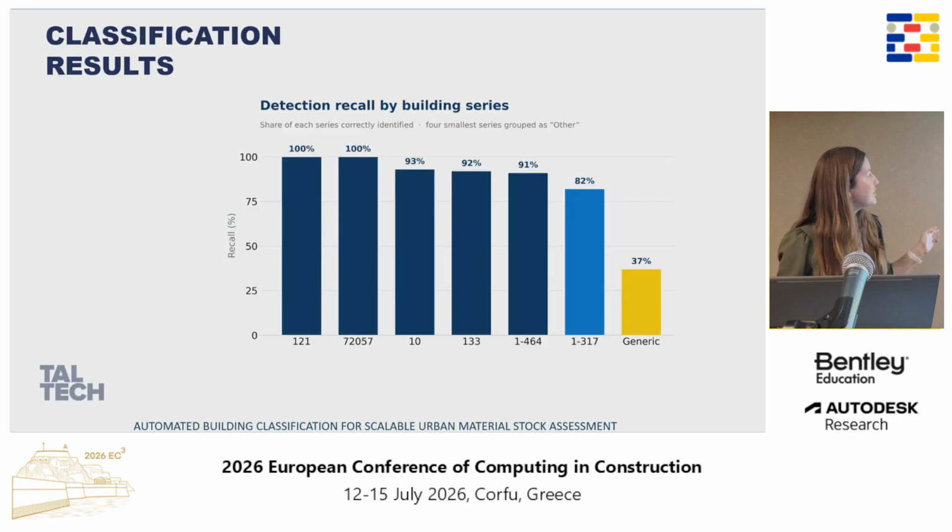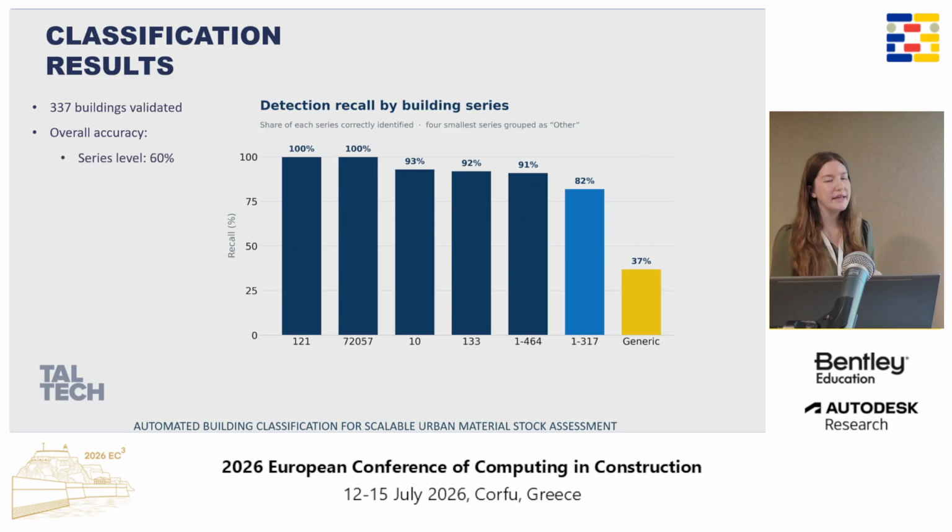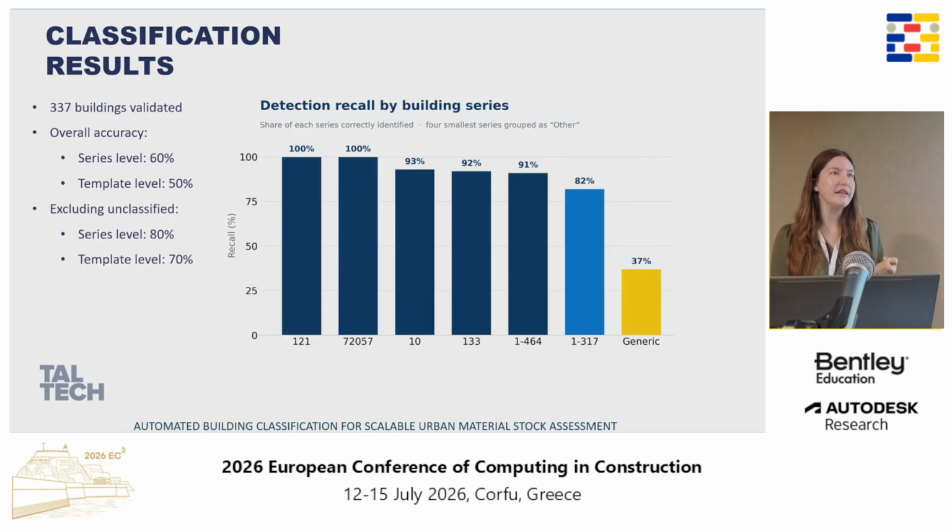So, a bit of results. I used almost 400 buildings to validate it. Overall accuracy for series was 60%, for template 50%. But if I excluded the buildings that should not be classified because they don't have a match in the templates, and we know that, then it rose to 80% and 70%. So we know that if we do have a match, it's quite trustworthy. But also the recall varies sharply by series, so some series have amazing recall and some not so much.